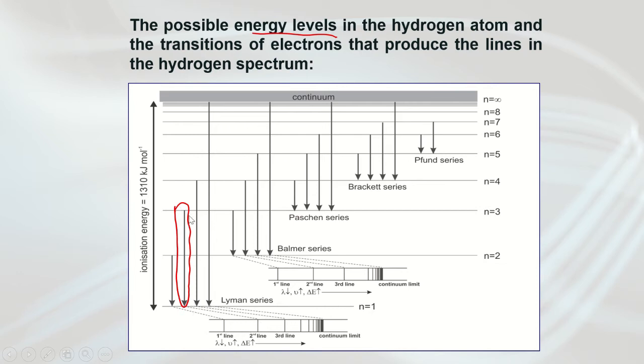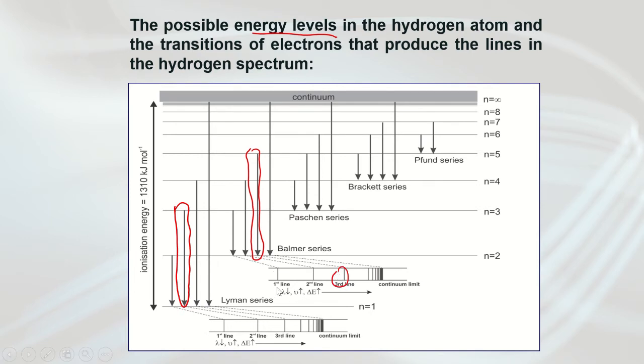So when the question asks you to describe the formation of the second line of the Lyman series, you should be able to do so. Next, we move on to the Balmer series. If the question asks you to describe the formation of the third line of the Balmer series, its ground state is n equal to 2. The third line means the electron falls from energy level n equal to 5 to n equal to 2, forming this third line.